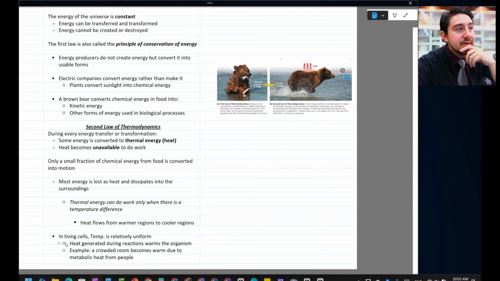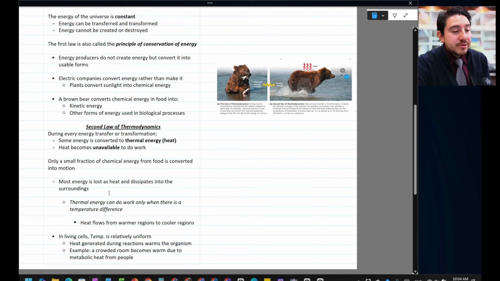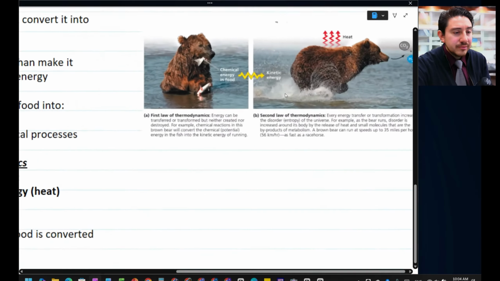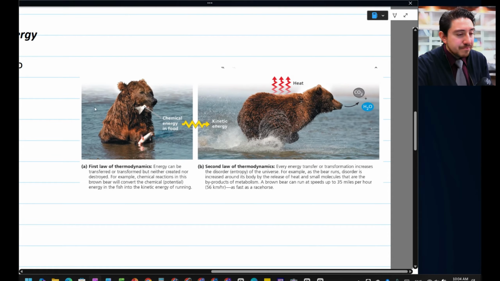In our biosphere and on the Earth, ultimately, with certain exceptions, the majority of living organisms get their energy from producers, which themselves get energy from the sun. They convert light energy to chemical energy. A brown bear converts chemical energy in food into kinetic energy, and then other forms of chemical energy. Now, I'm just going to zoom in for a little bit here. This bear is hunting for fish, eats the fish, and gets chemical energy to move about. As he's moving about, he's liberating some heat, releasing carbon dioxide and water.